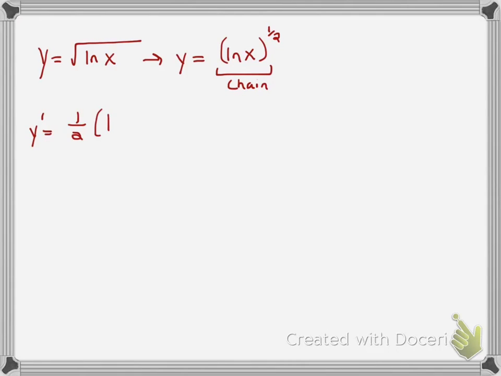So I'm going to take the 1/2, leave natural log of x by itself, and then you're going to go ahead and raise it to the negative 1/2 power. So that's my outside function. I just took the derivative of the 1/2.